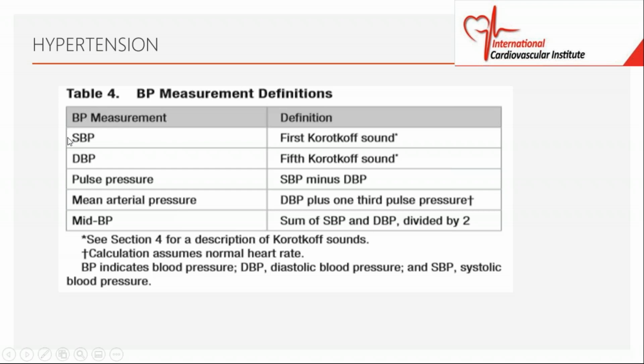So the systolic blood pressure is usually the first Korotkoff sound, and the diastolic blood pressure is when you have the absence of the Korotkoff sound. So they say the fifth Korotkoff sound, which is really the absence of the Korotkoff sound. And then some definitions: pulse pressure is the difference between your systolic blood pressure and the diastolic blood pressure. The mean arterial pressure is the diastolic pressure plus 1/3 the pulse pressure. And then there's something they call the mid blood pressure, which is just the sum of the systolic and the diastolic divided by 2.